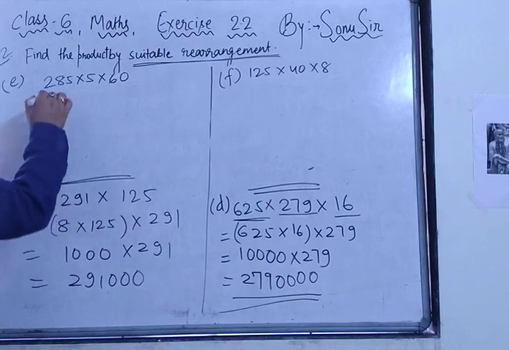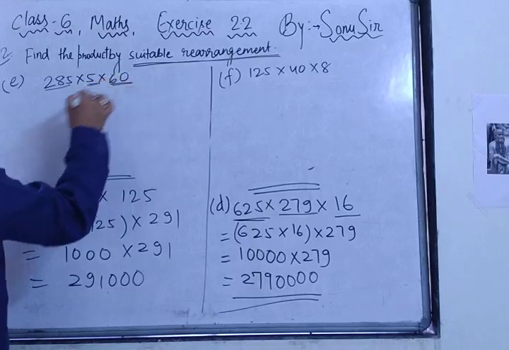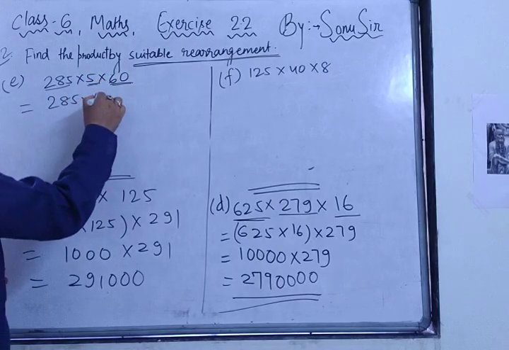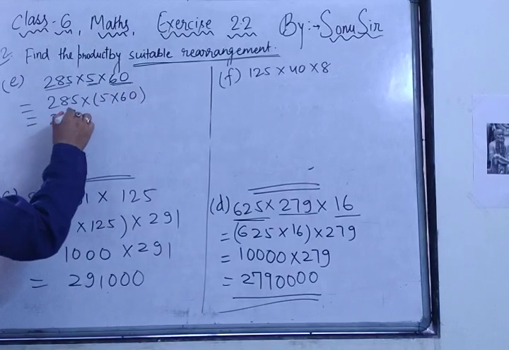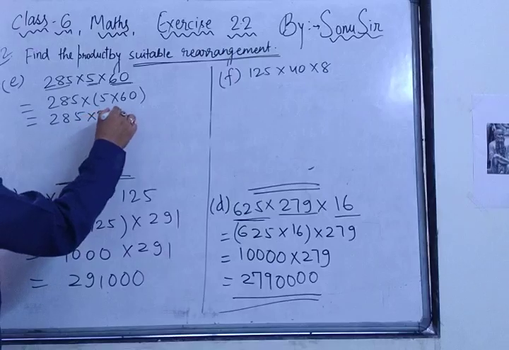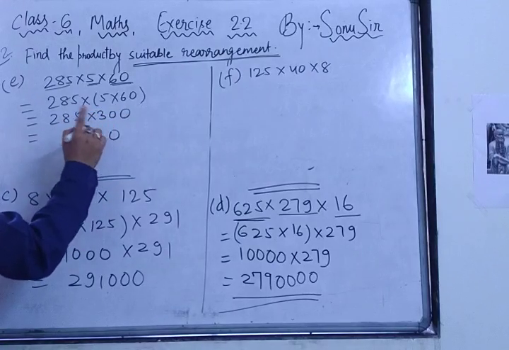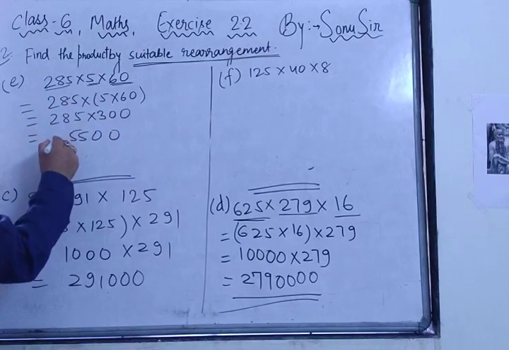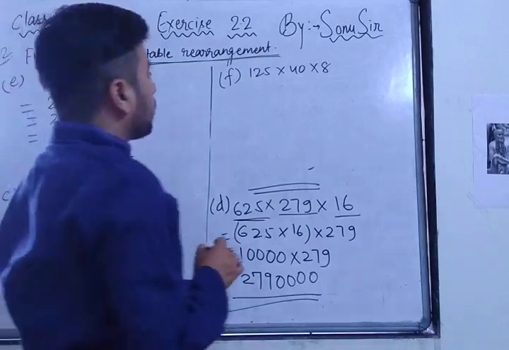See, just suppose this is a very hard number. If you multiply these two numbers at once, then 285 into 5 into 60. Okay, so 285, 6 5s are 30, so 300. Now see, double 0 will be there. 5 3s are 15. 1, 8 3s are 24 and 1, 25, 2, 3 2s are 6 to 8. 85,500. Right? Now this question.